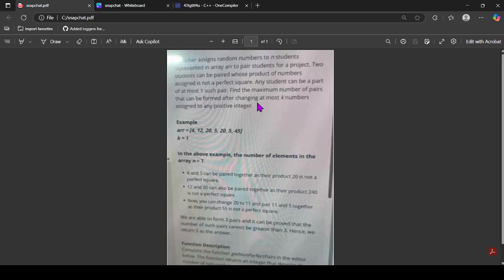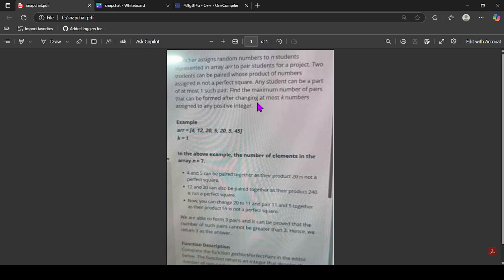Teacher assigns random numbers to n students represented in an array to pair students for a project. Two students can be paired whose product is not a perfect square. Any student can be part of at most one such pair. Find the maximum number of pairs that can be found after changing at most k numbers assigned to any positive integer. That means that any k numbers can be turned to any other integers, not all to the same number.